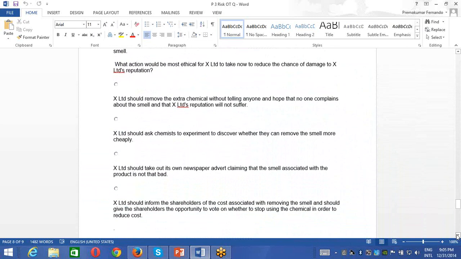I think that second one is the right one, isn't it? Yeah. You want to reduce the cost. I mean, surely that's not a bad thing, right? But see whether you can remove the smell. You want to remove the smell, there is no question about it. But whether it can be done at a cheaper rate. So that is what it is all about.